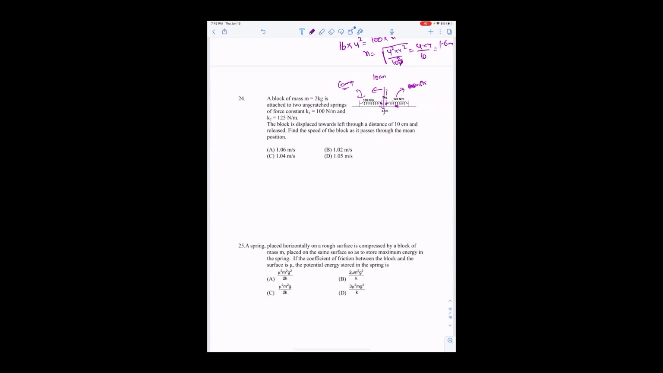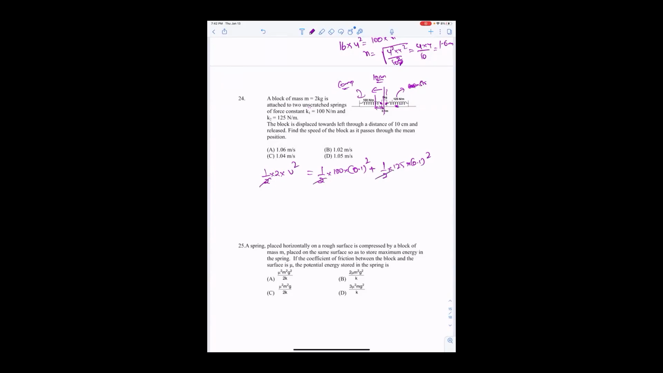This is the mean position. So energy stored is half K, with K as 100 and X as 10 centimeters, that is 0.1 squared, plus the energy stored in this one, half into 125 into again 0.1 squared. If it is going 10 here, this is also getting elongated 10 here, so both you have to consider. It is equal to half mass 2 into V squared. 2 gets cancelled. Solve for it.